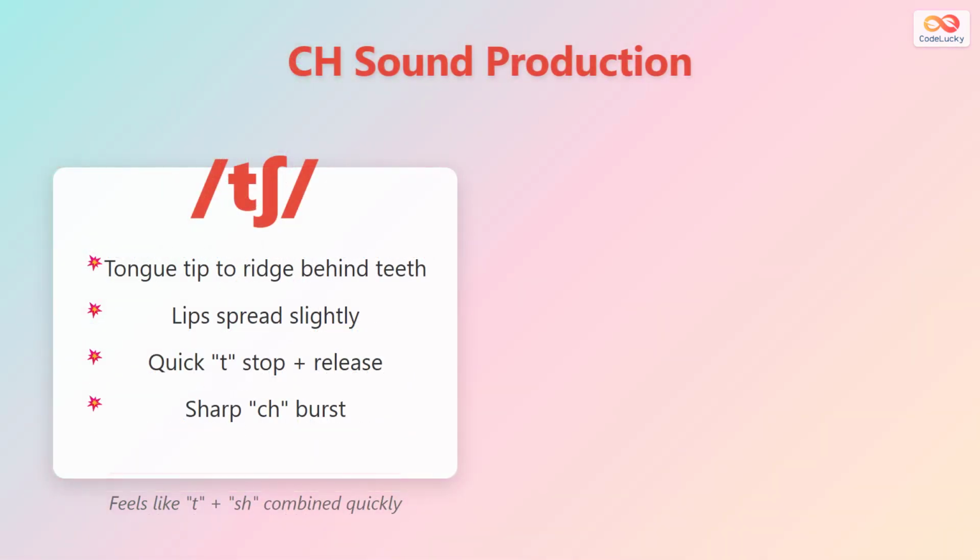Now let us learn the CH sound. The CH sound is represented by the phonetic symbol /TSH/. To make this sound, place your tongue tip against the ridge behind your upper teeth. Spread your lips slightly, not round them. This is different from the SH sound. Make a quick T sound, then release it explosively with a sharp CH burst. Think of it as combining the letter T with the SH sound, but very quickly. This produces the sharp, explosive CH sound.